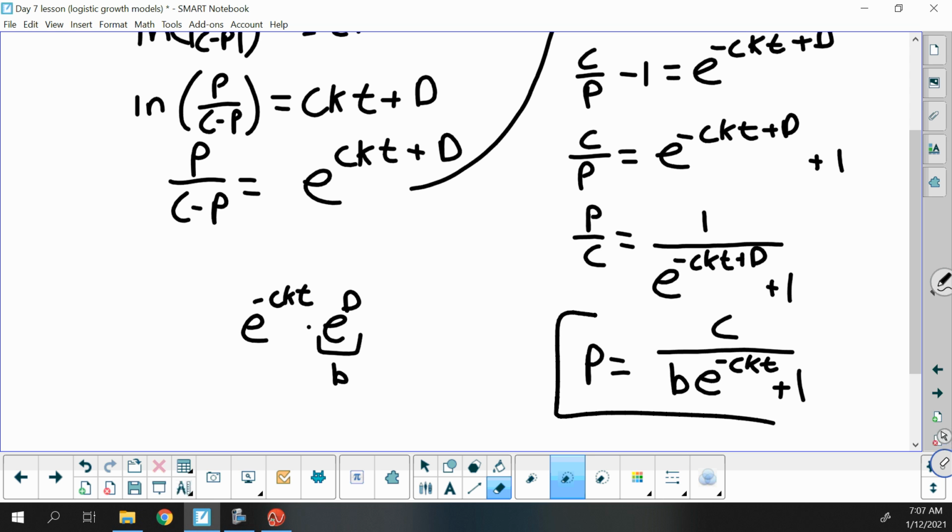And that's it. That's our logistic model solved for p. Now, I would suggest memorizing that because you're not going to want to have to do that derivation every single time. It's a little messy. There's some little tricks in there. So you're probably just going to want to memorize that.